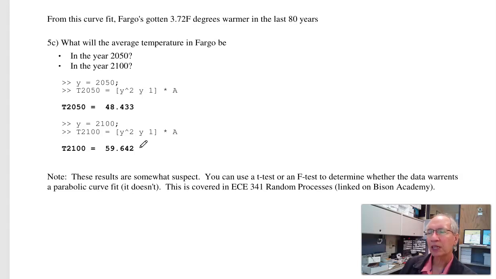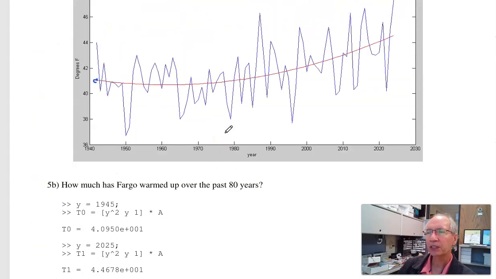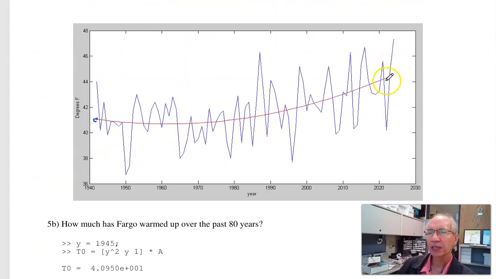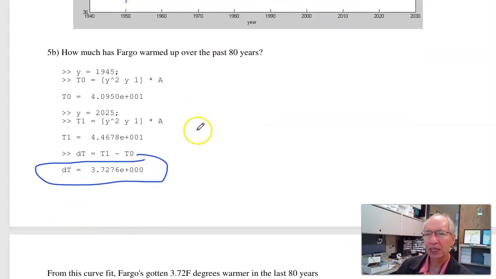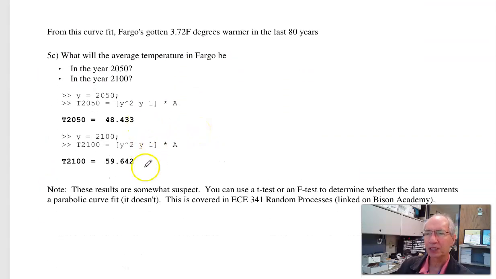Also, looking at the data, it's not quite clear: should I use a parabolic curve fit? Should I use a linear curve fit? You can use statistics to find out if the different terms are significant. We do that in 341, Random Processes. Using an F-test, I can show that the first term, the linear term, is significant. The parabolic term is somewhat suspect. There's not quite enough data to warrant a parabolic curve fit. But ignoring that, if I did assume a parabolic curve fit, that's what I'd get.